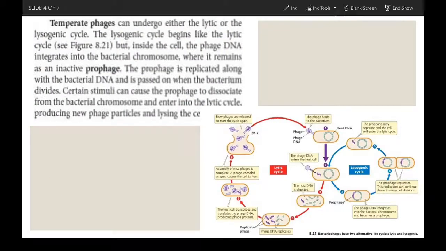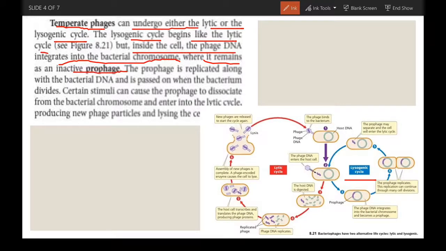Now, we have already talked about virulent phages. This is about temperate phages, which can undergo either the lytic or the lysogenic cycle. The lysogenic cycle begins like the lytic cycle, but inside the cell the phage DNA integrates into the bacterial chromosome, where it remains an inactive prophage.